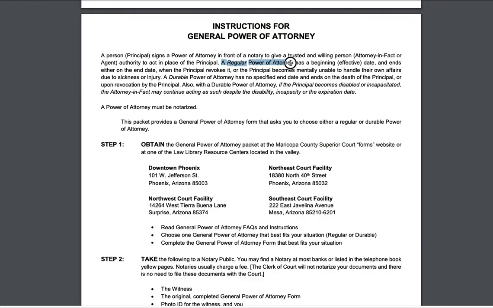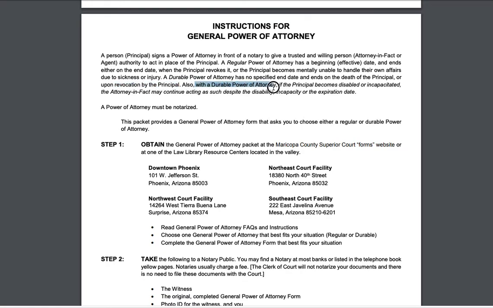Okay, so a regular power of attorney has a beginning date and ends either on the end date, when it's revoked, or when the principal becomes unable to handle their affairs due to sickness or injury. This one, however, is a durable, that's the magic word here, and has no specified end date. It ends on the death or upon revocation. So you're allowed to revoke it if you ever want to.